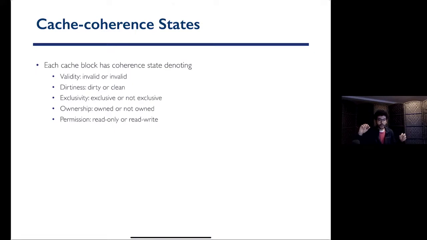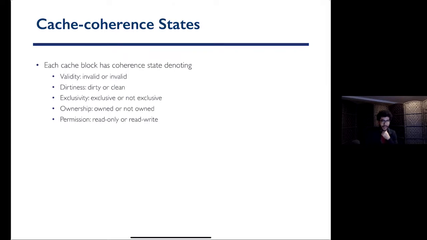Now, going back to the example that we had at the beginning of the class, we had this example where A wrote in its own cache and then B wanted to read from its cache. So the cache for B is now invalid, right? That's the validity that we're talking about. So your memory in cache is either valid or invalid.